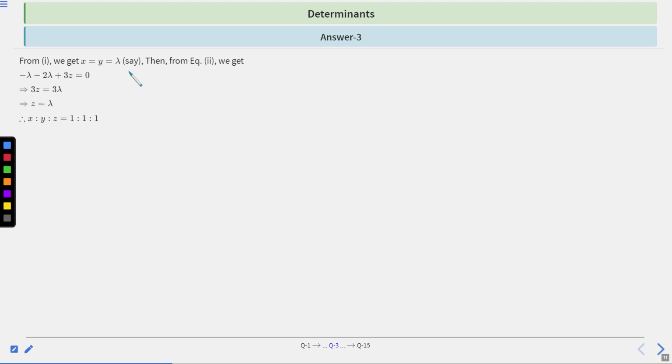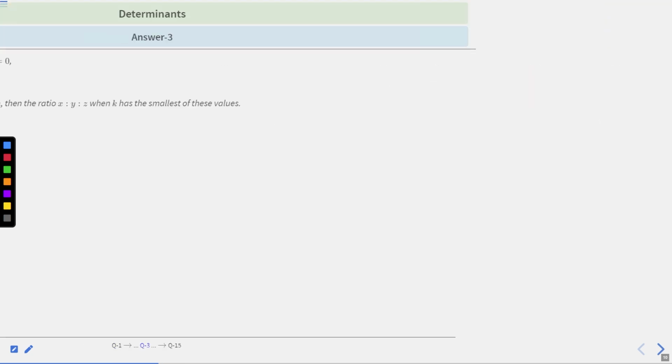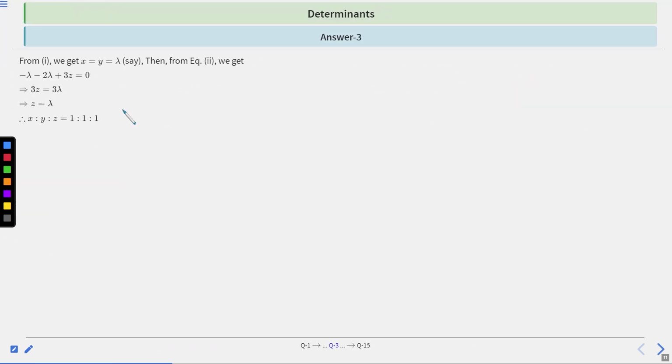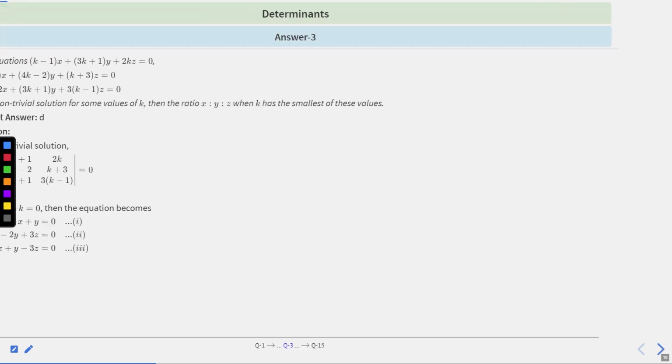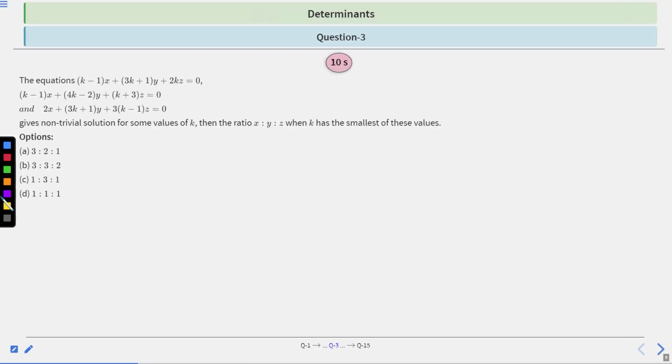Suppose x equal to y equal to lambda. And from equation 2, you will get minus lambda minus 2 lambda plus 3 lambda equal to 0. So z is equal to lambda. Now you have to calculate x is to y is to z. So lambda is to lambda is to lambda, which is equal to 1 is to 1 is to 1. Right. So option D is the right choice. Clear?